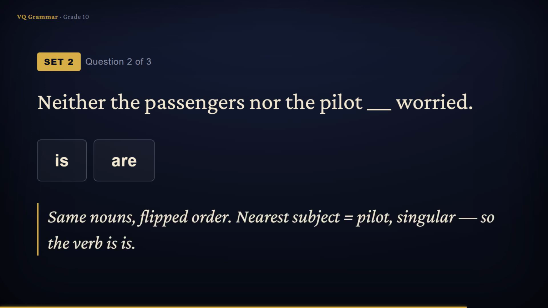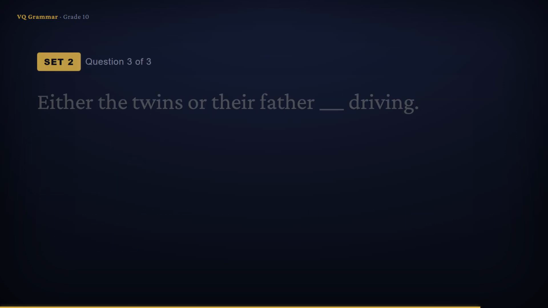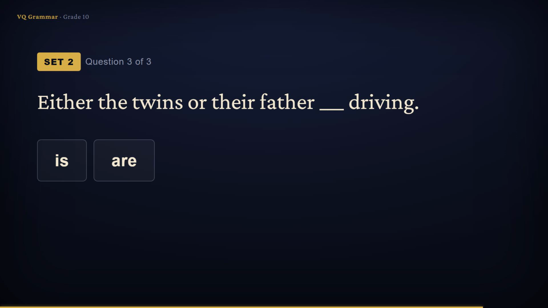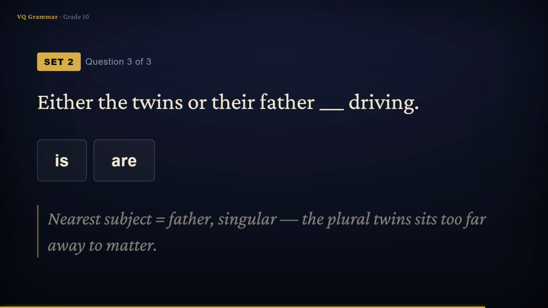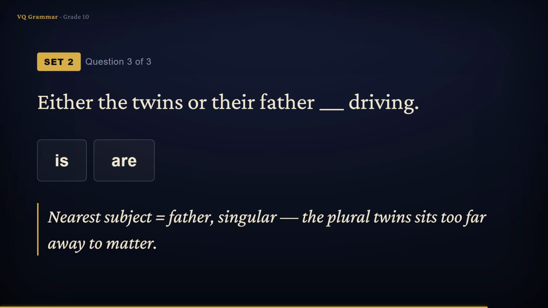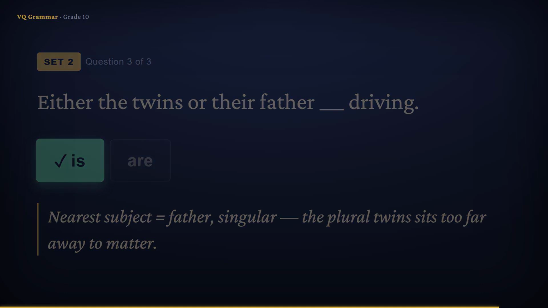Now I have flipped that very same sentence. Neither the passengers nor the pilot, blank, worried. The nearest subject is now pilot, just one person, singular. So the verb has to be singular as well, and the answer is the singular form. Either the twins or their father, blank, driving. Twins may well be plural, but twins is not the subject nearest the verb. Father is, and father is one person. Nearest wins, so the answer here is the singular choice.